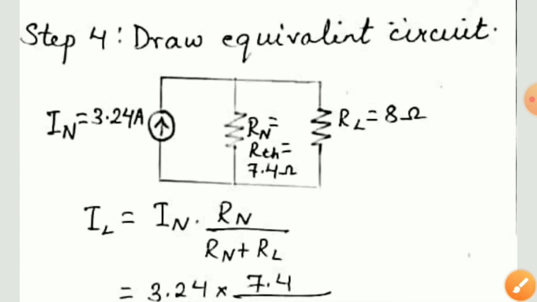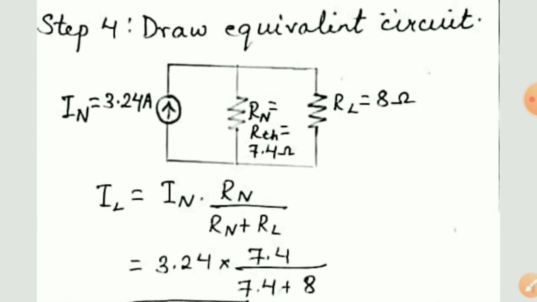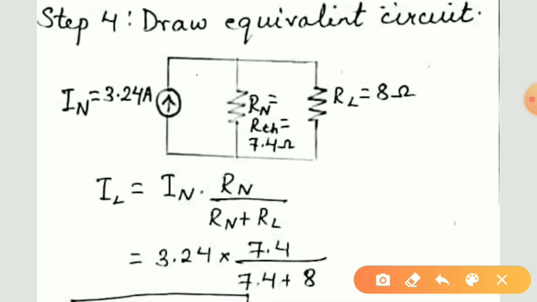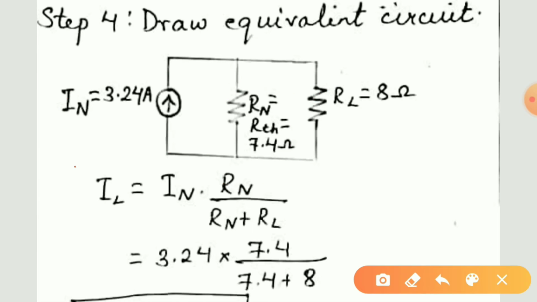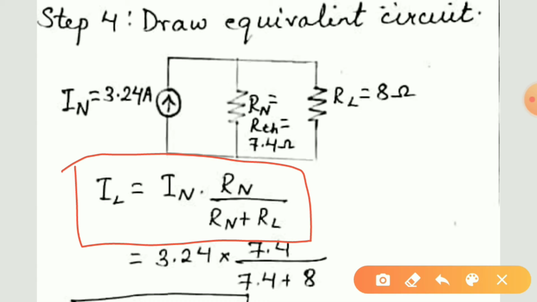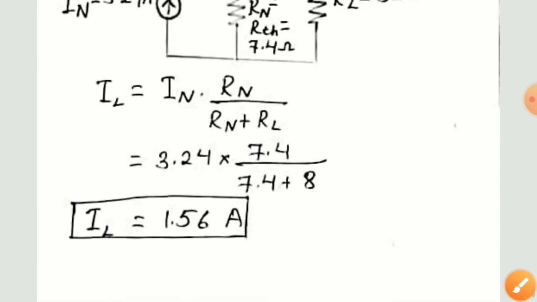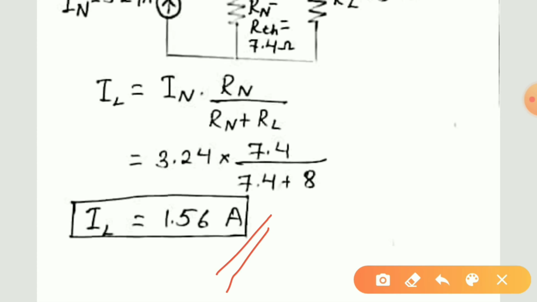Step 4 is to draw equivalent Norton circuit, which can be obtained by drawing Norton's current IN in parallel to Norton's resistance Rn, which is in turn in parallel to load resistor RL. If we need to find load current flowing through load resistor in case of Norton's, we know the formula IL is equal to IN into Rn upon Rn plus RL. Substituting the values, we obtain load current as 1.56 amp.